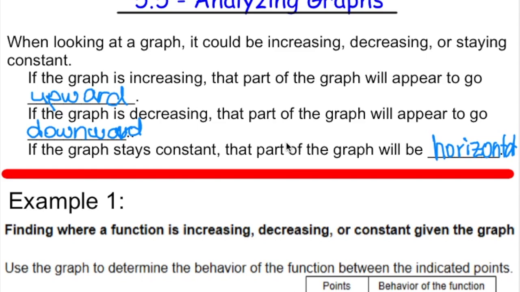So again, part of the key to this though is that you have to be reading the graph the right way, which means that you have to read it just like you read a book, which is left to right. So if we move down, we're going to look at these couple of examples that you see down here.